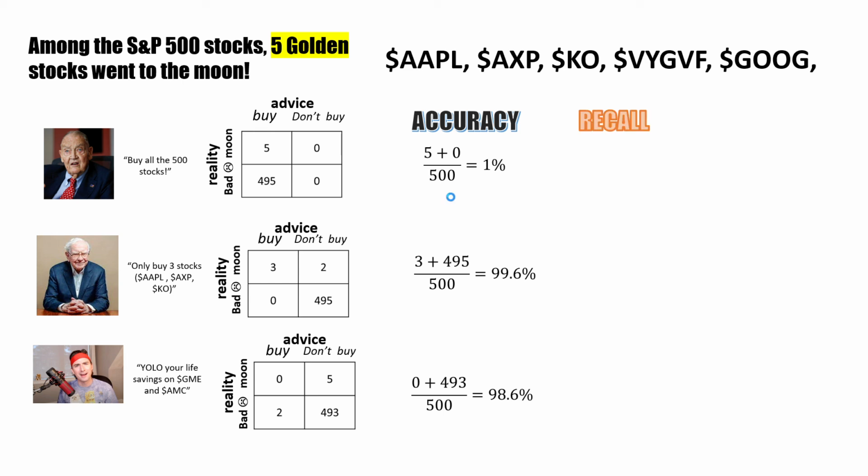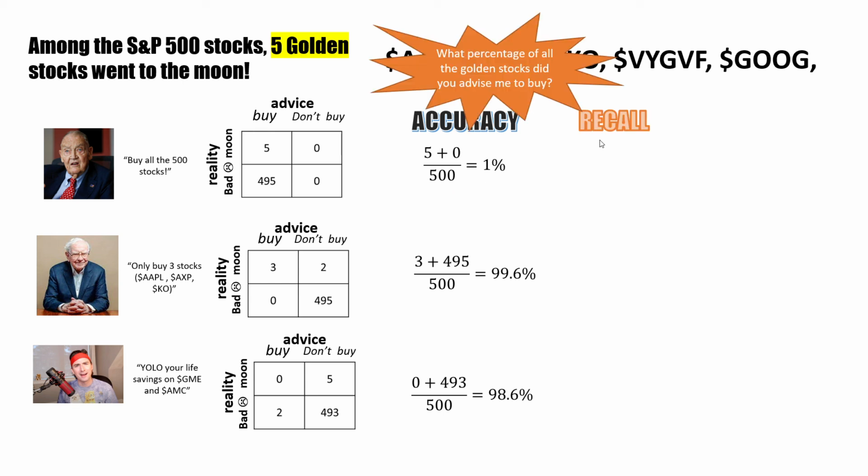We can also calculate the concept of recall. And in this particular case, recall measures the percentage of all the golden stocks that the person advised you to buy, right? And it's very easy. If you remember the formula, it is true positives divided by true positives and false negatives. This is the true positive cell, and this is the false negative cell, right? And for all of them, it will end up to be 5.